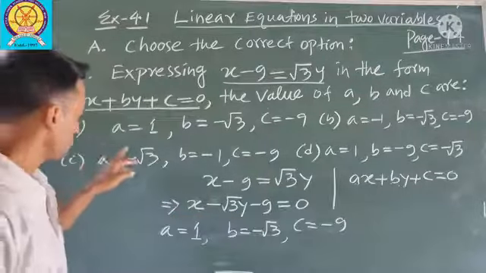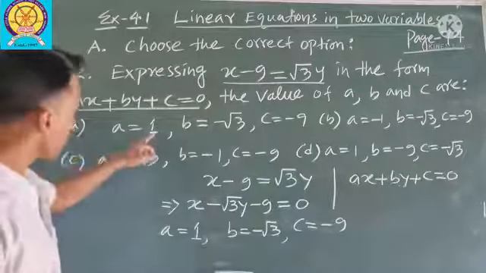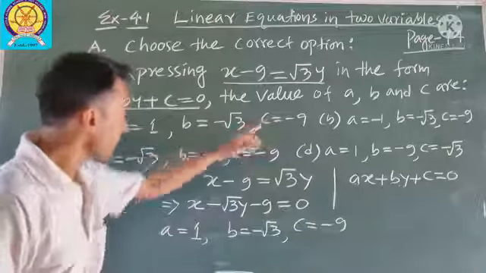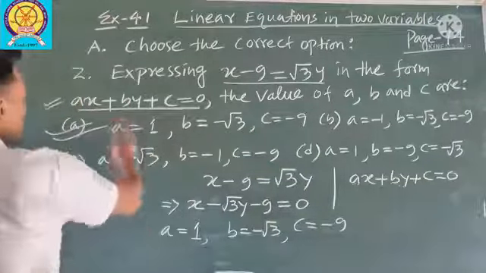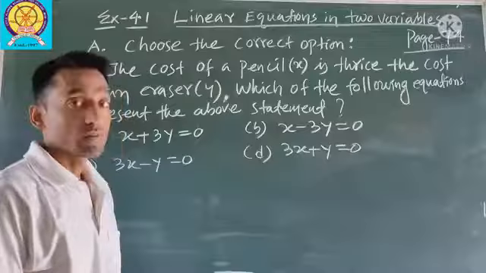Which one do you see now? a is 1, b is minus root 3, c is minus 9. So the correct option is A.